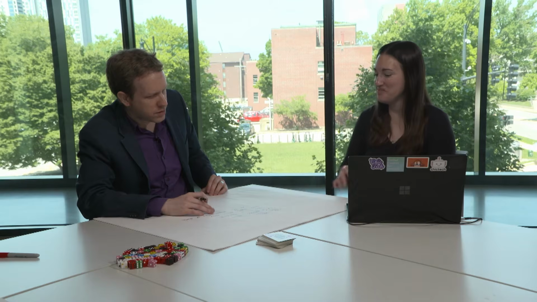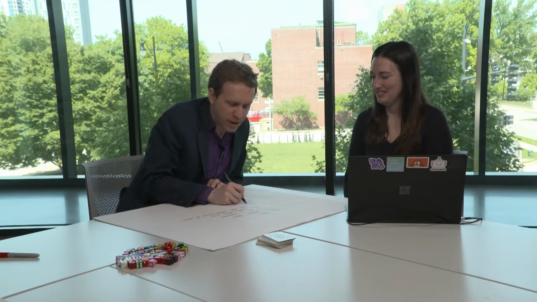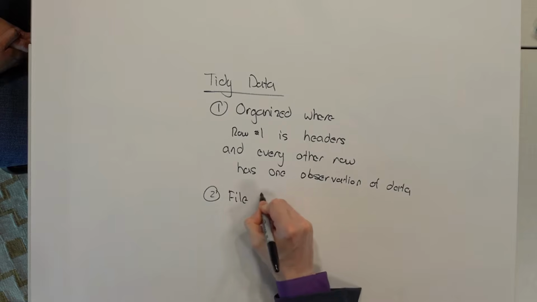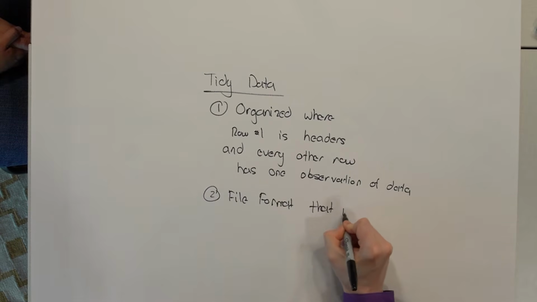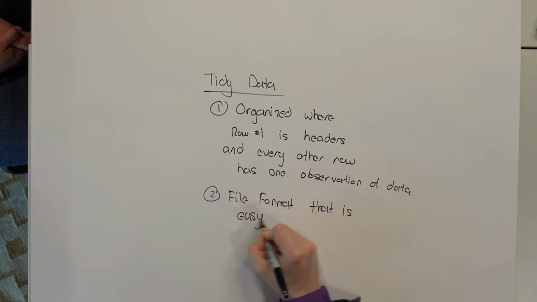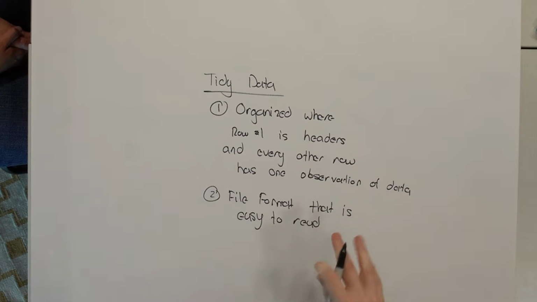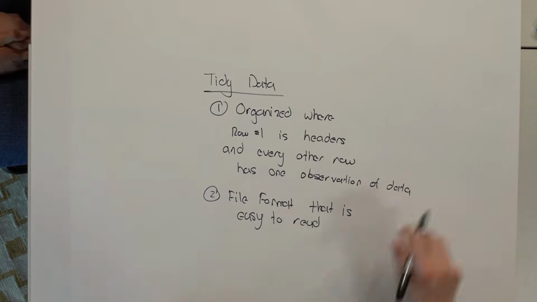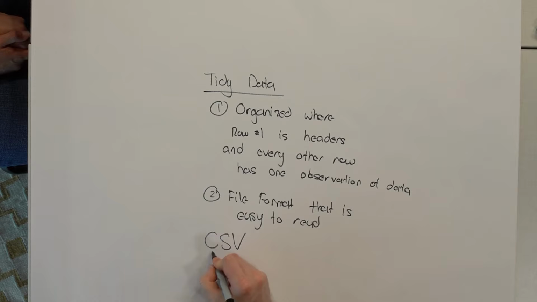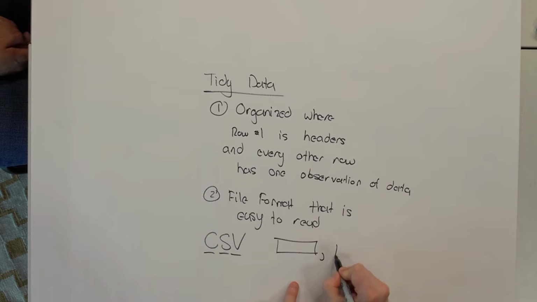Sounds good. Is that the only thing that has to happen in order for the data to be tidy? The second thing we need is a file format that is easy to read. Specifically, what we're going to focus on in Discovery is a file format called CSV. CSV stands for comma separated values. We expect to see each individual value separated by a comma, another value separated by a comma, and another value.